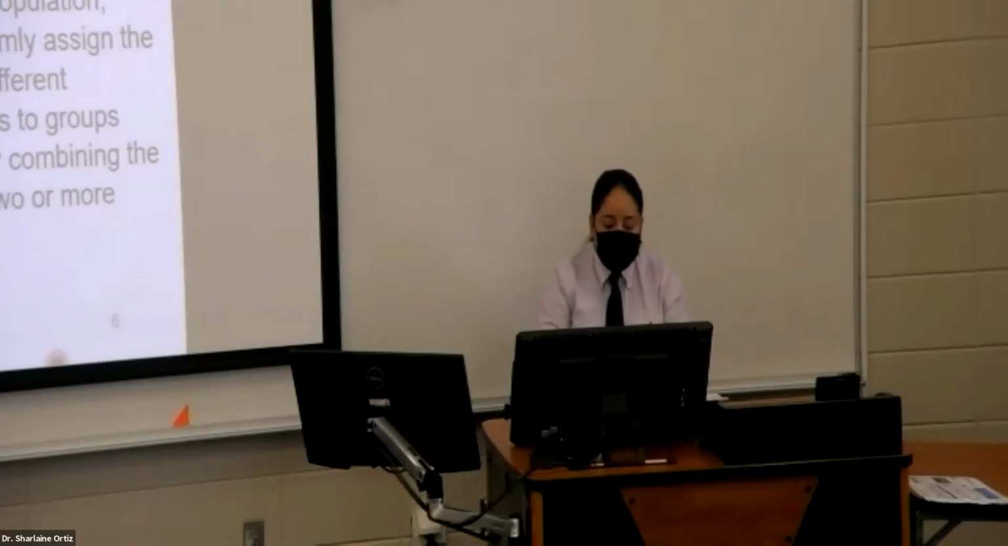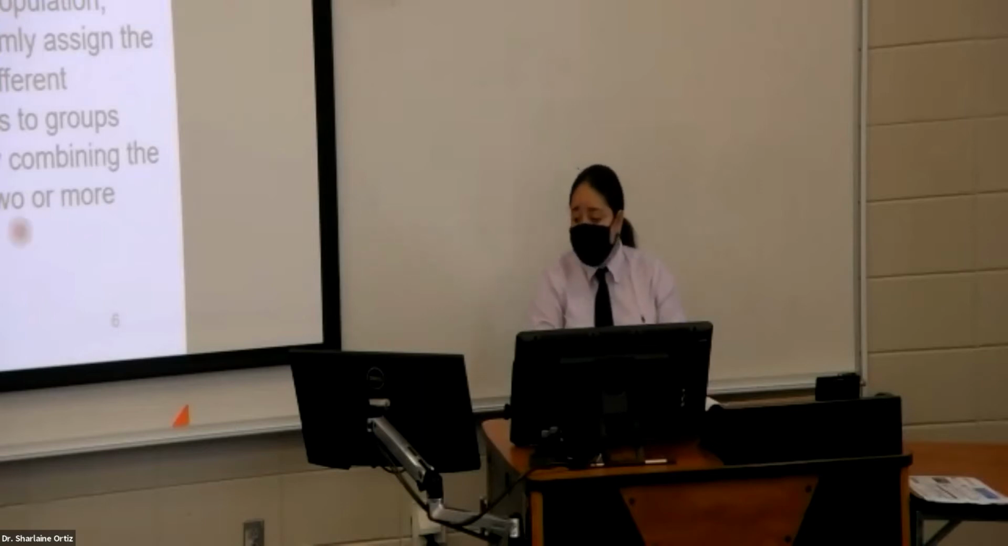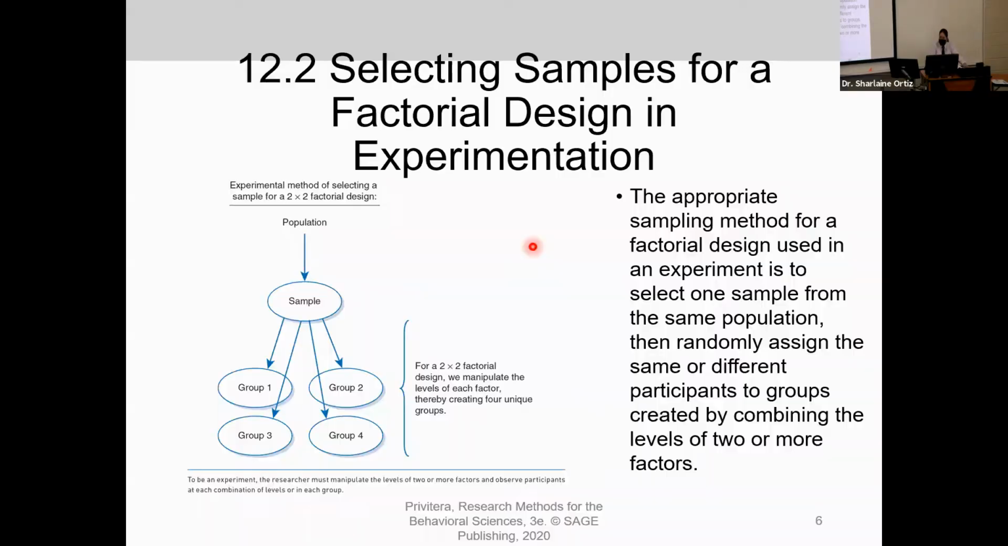Now, something that I need to remind you of is that there are some instances in which we can select one sample from the same population and then assign the same participants to each group. So for example, I would have, say, Peter, Jessica, Yolanda, and then I do the same thing for here. So we will have Peter, Jessica, Yolanda, and the same deal with the rest of them.